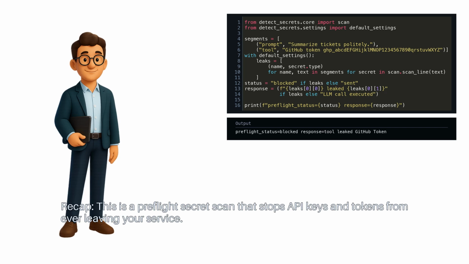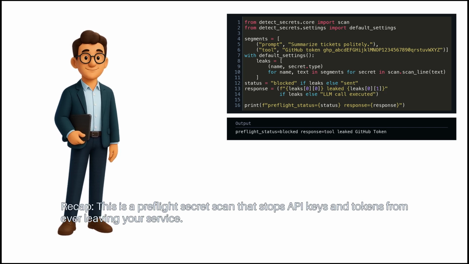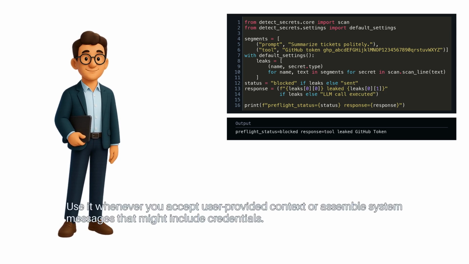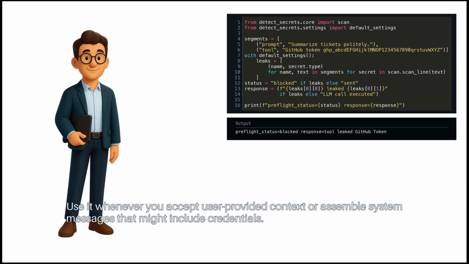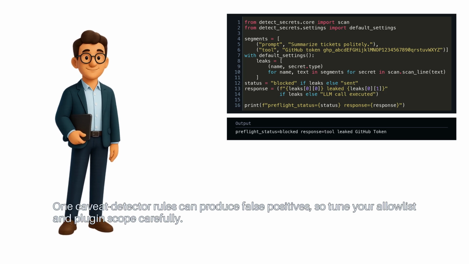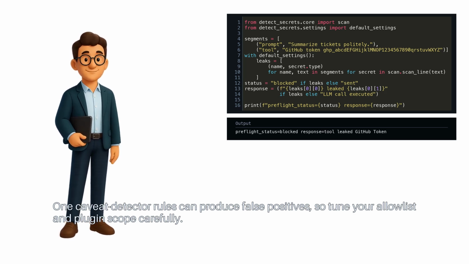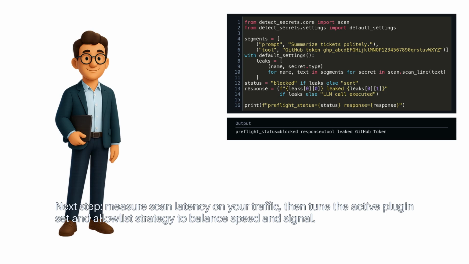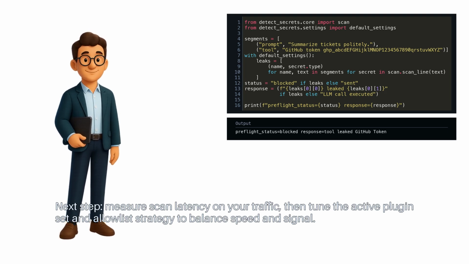Recap. This is a preflight secret scan that stops API keys and tokens from ever leaving your service. Use it whenever you accept user-provided context or assemble system messages that might include credentials. One caveat: detector rules can produce false positives, so tune your allow list and plugin scope carefully. Next step, measure scan latency on your traffic. Then, tune the active plugin set and allow list strategy to balance speed and signal.